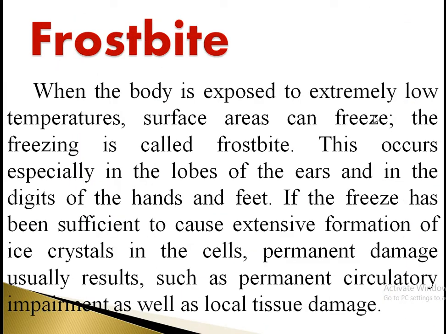When the body is exposed to extremely low temperature, the surface area can freeze. The freezing is called frostbite. This occurs especially in the lobes of the ears and in the digits of the hands and feet. If the freeze has been sufficient to cause extensive formation of ice crystals in the cells, permanent damage usually results, such as permanent circulatory impairment as well as local tissue damage.